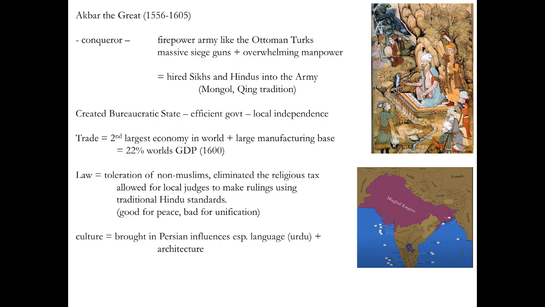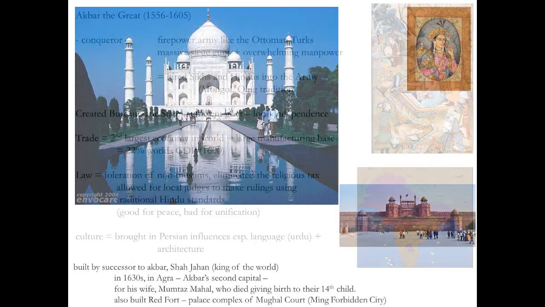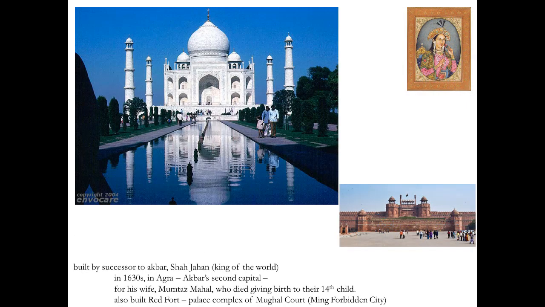Culturally, he's going to bring in Persian influences, especially language, Urdu, and most importantly for us today, architecture. And that's how we get the Taj Mahal. Built by the successor to Akbar, Shah Jahan, which name means King of the World, in the 1630s, while Europe is fighting the 30 Years' War, Shah Jahan is building the Taj Mahal. It's in Akbar's second capital. It's not in Delhi. It's in the second capital.